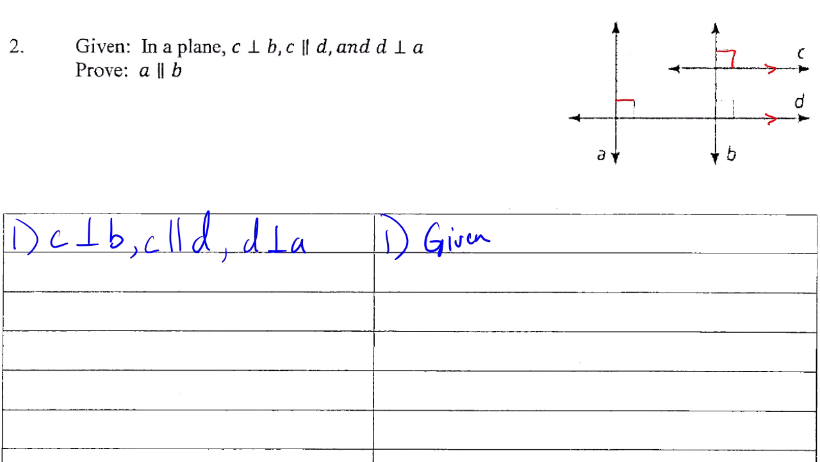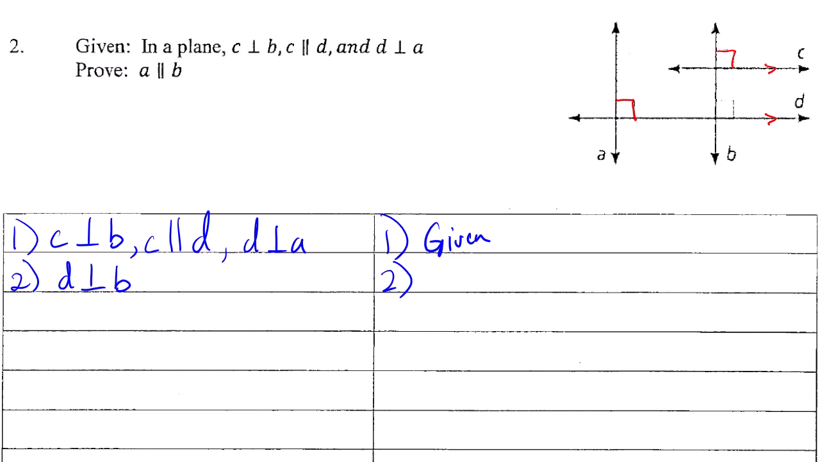And D is perpendicular to A is that one there. Okay. Now they're showing us this one here. So they don't say it in the givens, but we can easily state it, right? And we have reasoning to confirm it. So we can say that D is perpendicular to B. And the reason why is because of the perpendicular transversal theorem, right?